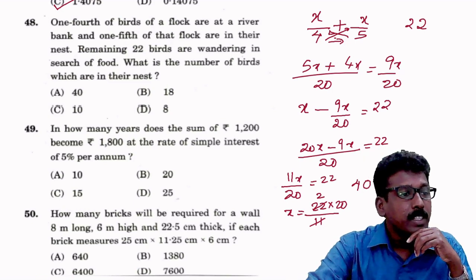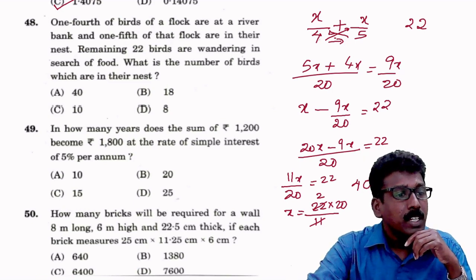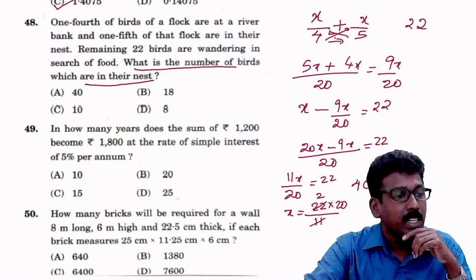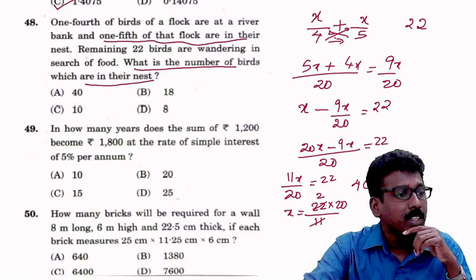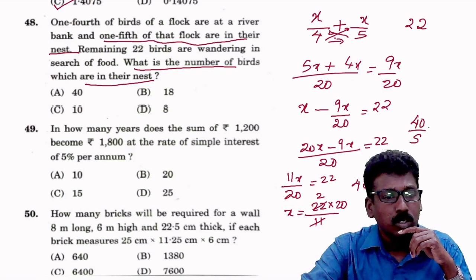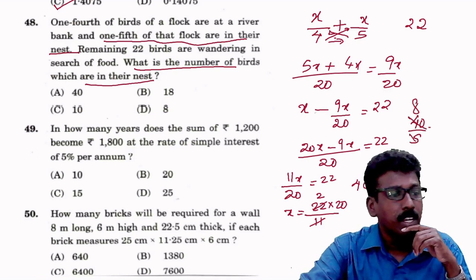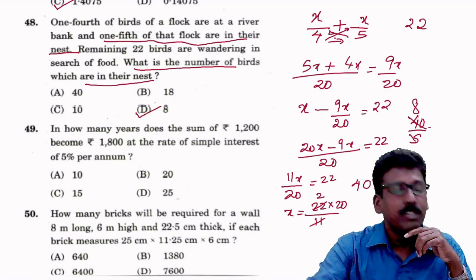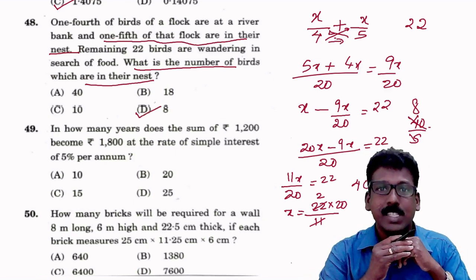But the question is, what is the number of birds which are in their nest? You know, one fifth of the flock are there in the nest. So one fifth of 40 means 40 by 5. 40 by 5 means it is 8. So D will be the correct answer.